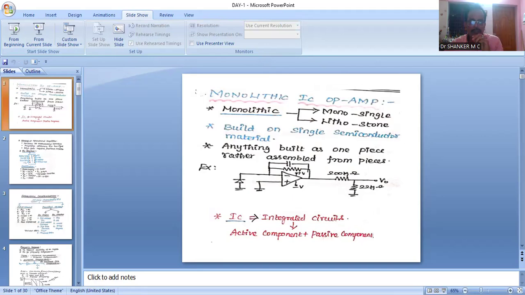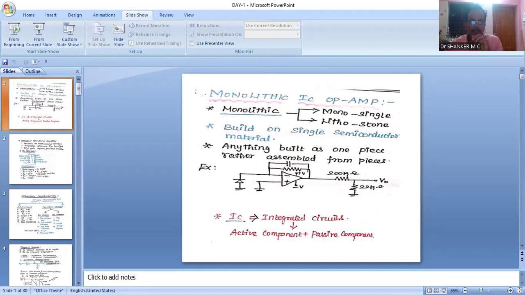For the differential amplifier, we can obtain AD, that is called the differential gain. The differential gain is equal to V0 divided by Vd, where Vd is V1 minus V2. So that means AD in dB will be 20 log base 10 AD.